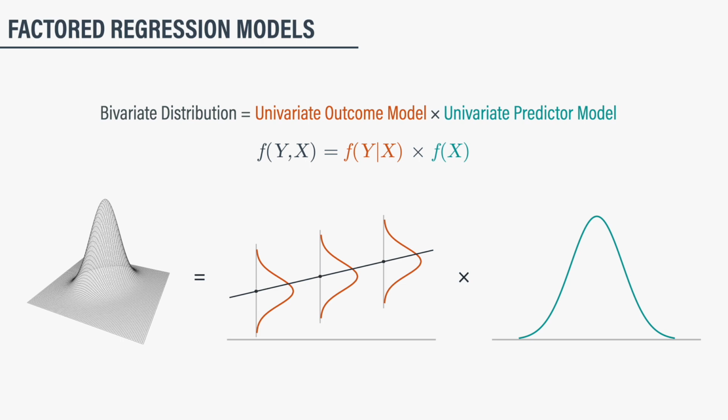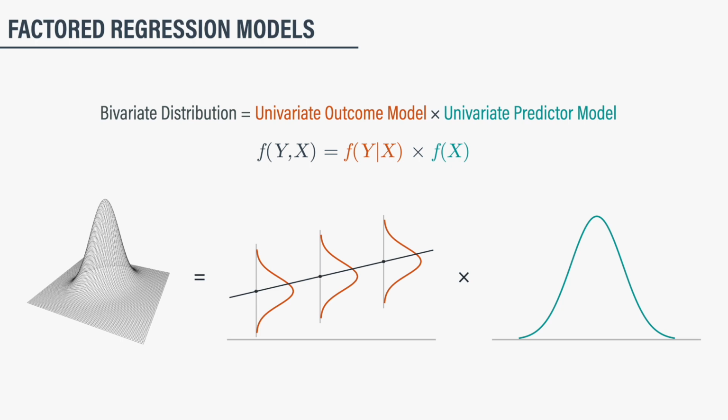The graph on the left is the familiar bivariate normal curve. I generically reference that distribution using function notation with x and y inside parentheses. The terms on the right of the equal signs say that the bivariate distribution can be expressed as the product of two simpler distributions, one for the outcome and one for the predictors.